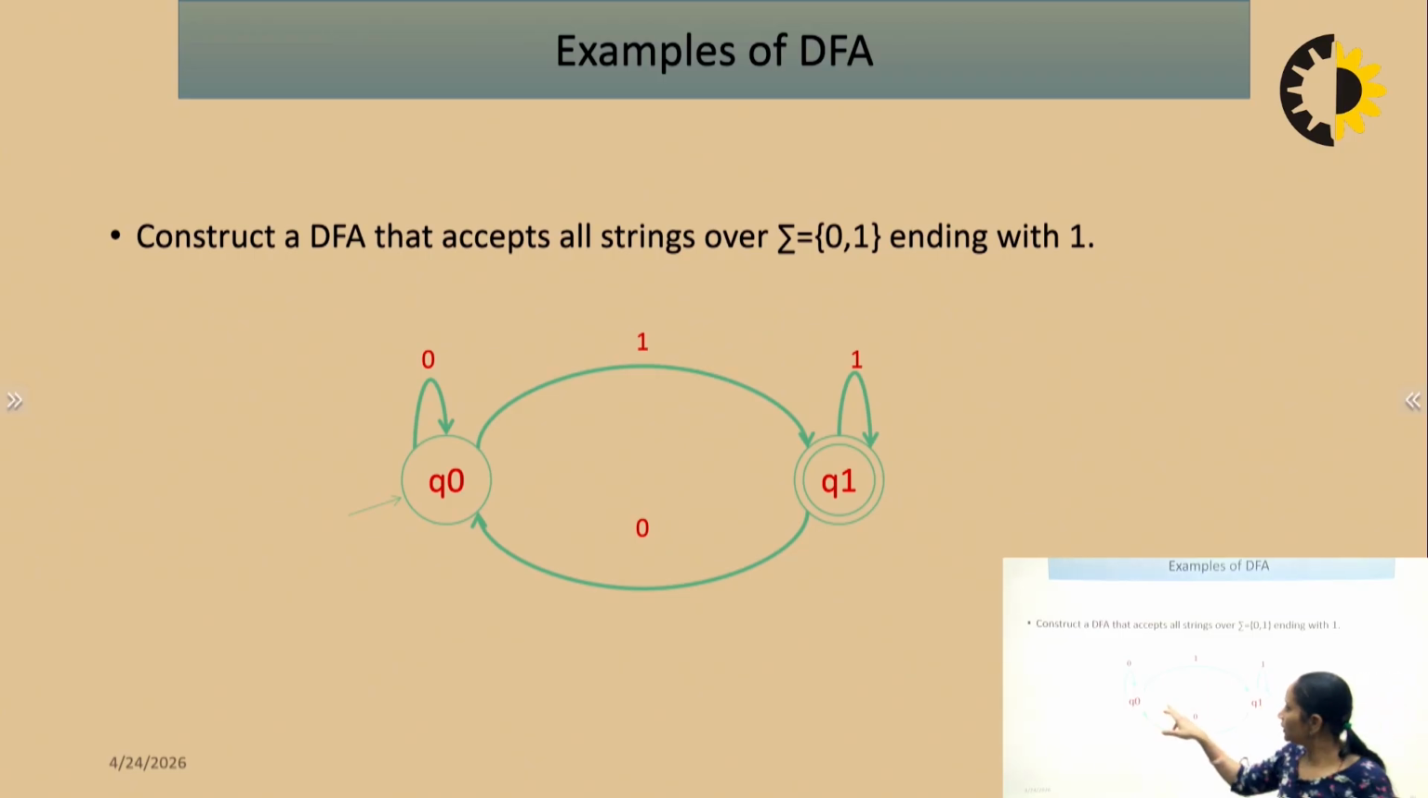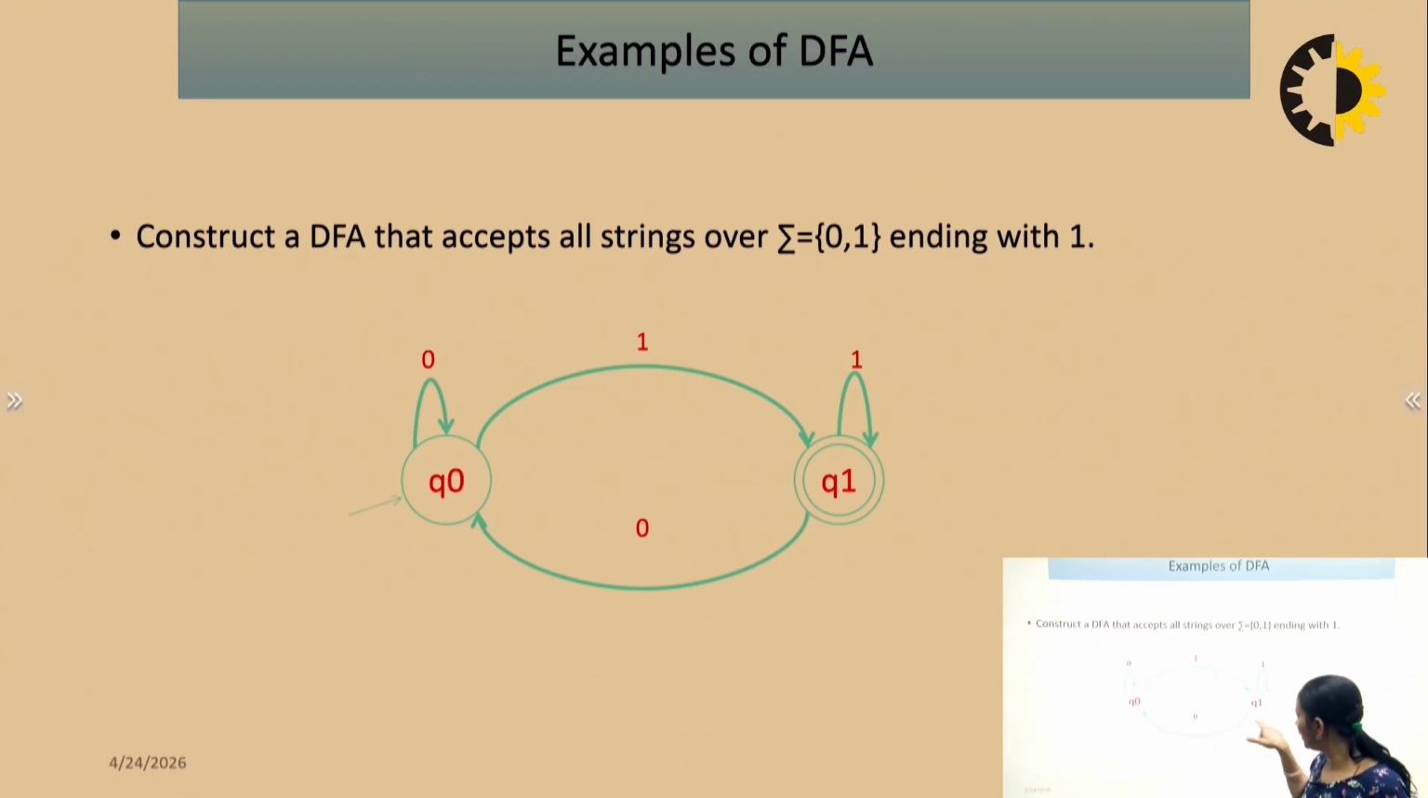If we read the string 0, 1, then it is ending with 1. If we read the string 1, 1, we always start with the state Q0 and move to Q1. So n number of 1s will be accepted. So for Q1, the transition on 1 will be the self loop.